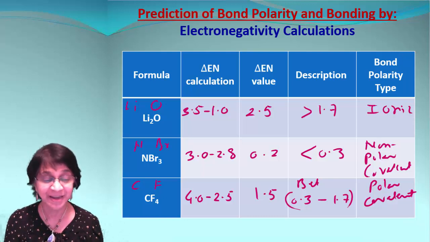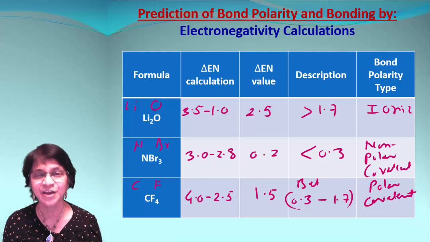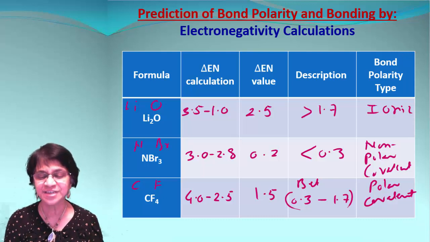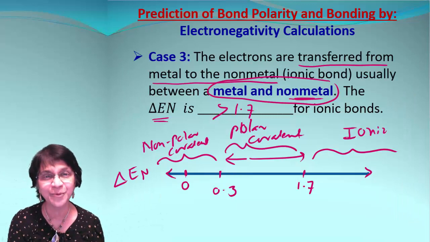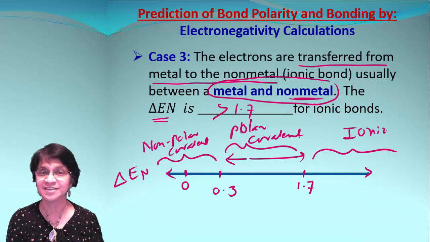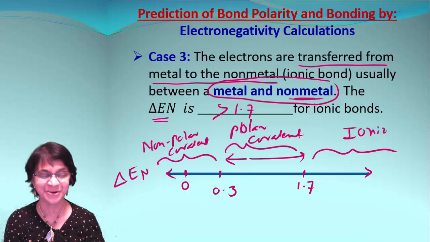But anyway, I hope you guys know how to calculate the electronegativity difference delta EN using the table, and using the number line which we have over here, we can figure out if the bond is non-polar covalent, or polar covalent, or an ionic bond.